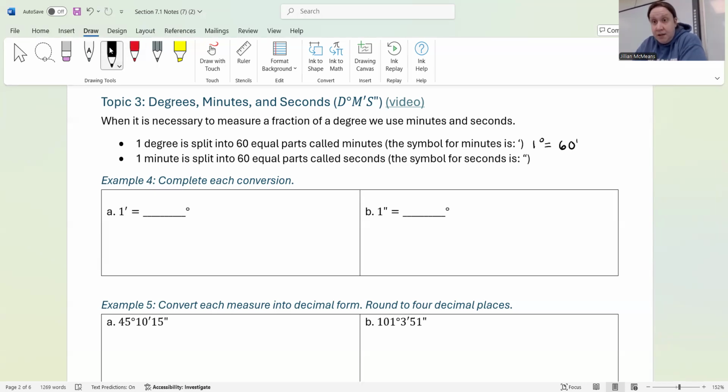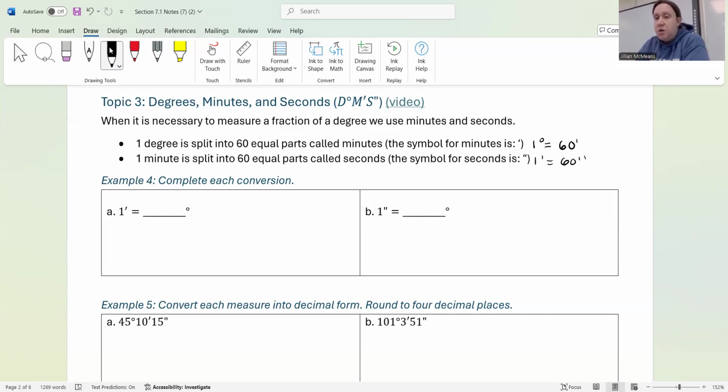Now, a minute can be broken into even smaller portions called seconds. So 1 minute can be split into 60 equal parts called seconds. So 1 minute is equal to 60 seconds. And again, notice the notation. Now, what we need to do, for example, is complete each conversion.